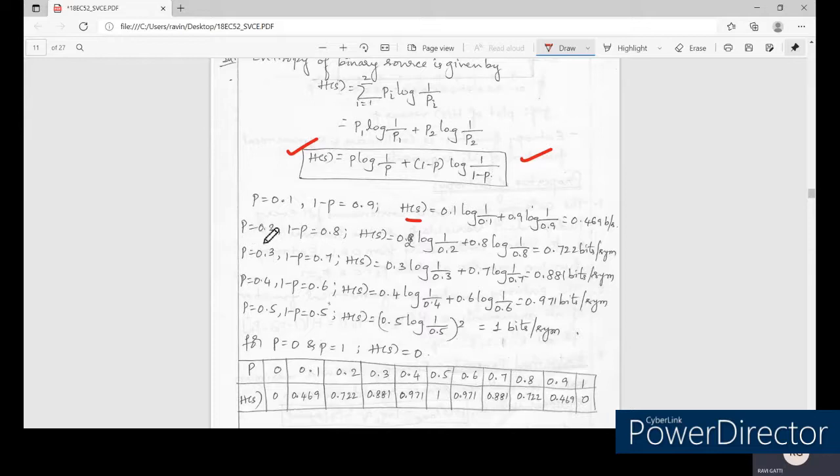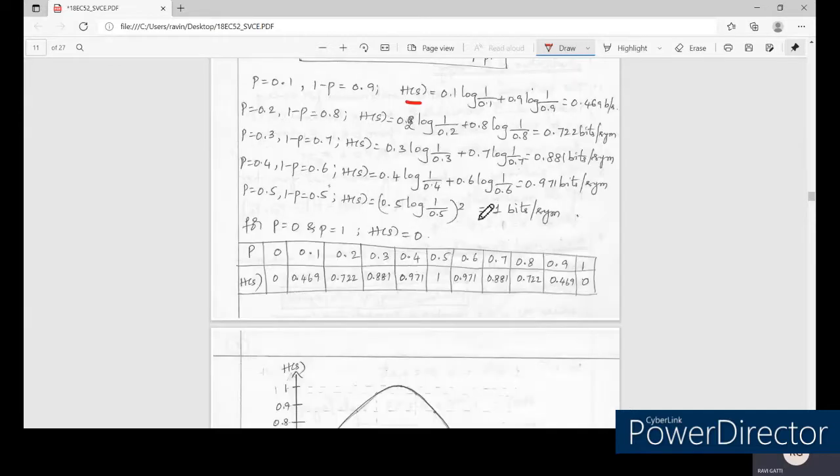Similarly, if I take p equal to 0.2 and 1 minus p equal to 0.8, then h of s will be 0.725 bits per symbol. Similarly, the third case will be 0.88 bits per symbol, the fourth will be 0.97 bits per symbol, and for the fifth, if p is 0.5, then h of s will be 1 bit per symbol.